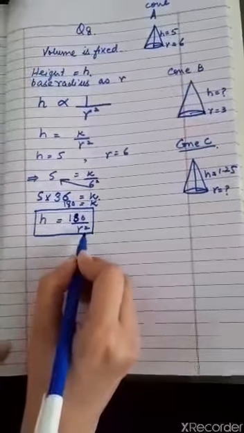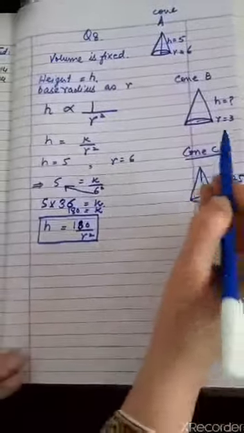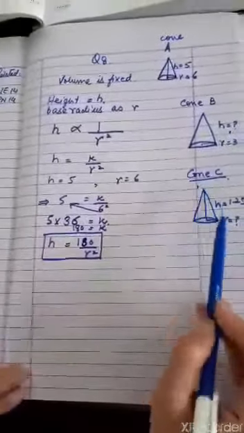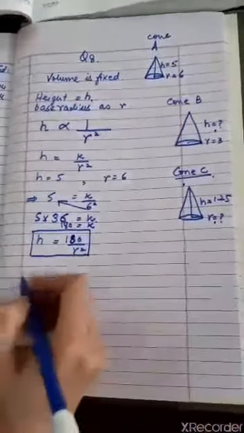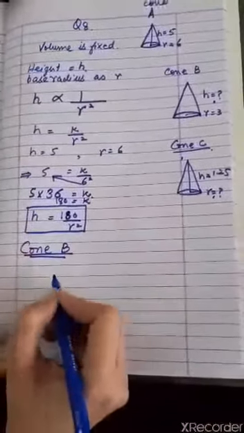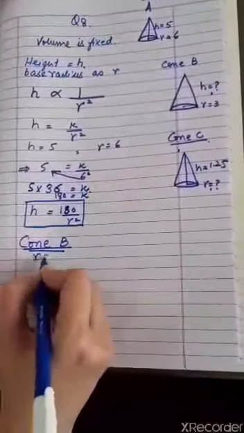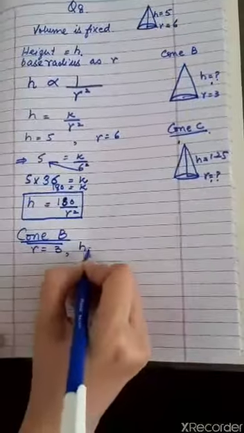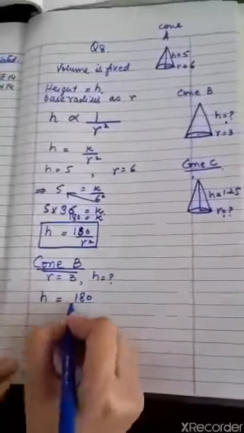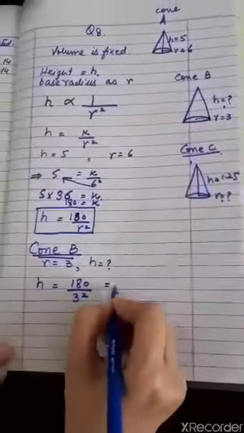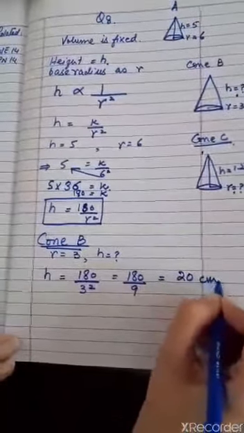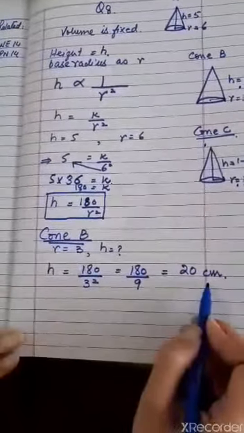Now using this formula or this equation, we can find for cone B the height and for cone C the radius. Now cone B. For cone B, we are given that radius is equal to 3 centimeters, height we have to find. Using the same formula, we get h is equal to 180 upon 3 square, that is 180 upon 9, and it becomes 20 centimeters. So height of cone B is 20 centimeters.